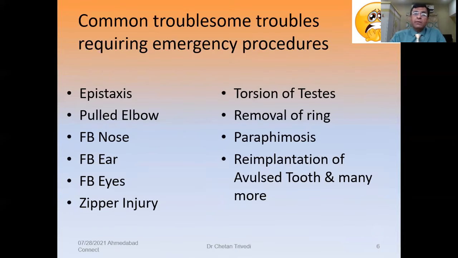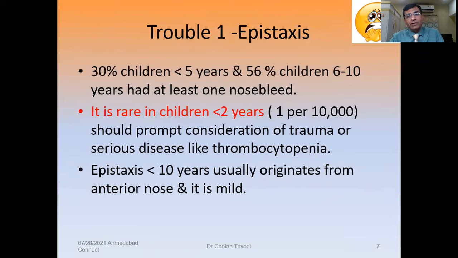So what are the troubles that require emergency procedures? Here I would like to touch on the majority of these situations, where we are going to do very useful and innovative procedures to tackle these emergencies. Epistaxis, pulled elbow, foreign body in the nose, ear and eyes, zipper injury, torsion testis, removal of a ring stuck on the finger, paraphimosis, or an avulsed tooth, and many more. Now let us start with trouble number one, epistaxis.